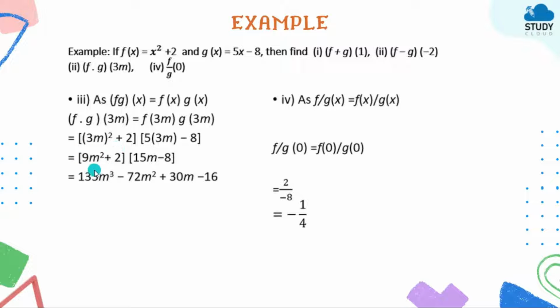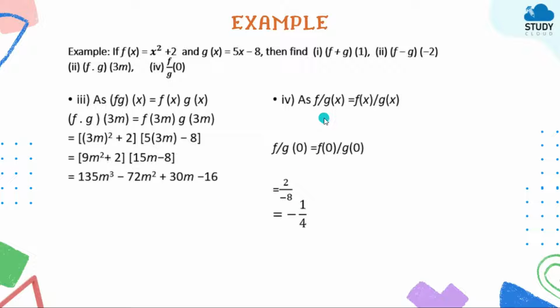Open up this bracket, you will get 9m square plus 2, into 5 threes are 15m minus 8. Then you have two separate brackets. Open up and multiply. First multiply 9m square with the entire bracket. Then multiply 2 with the entire bracket. We will get 135m cube minus 72m square plus 30m minus 16.